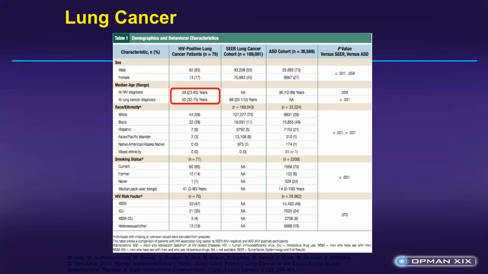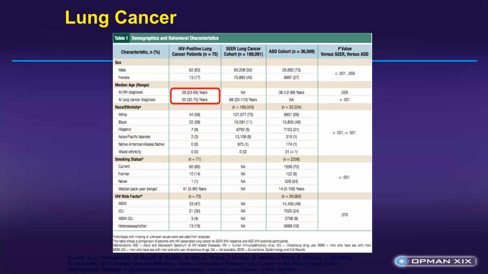So this is a study comparing, you look at the middle column here, the SEER, a large database, 169,000 people. When does lung cancer occur? At what age? Median of 68. And here's a study, smaller, but I think it came out of Atlanta a few years ago. And notice the lung cancer diagnosis occurs 10 plus years earlier.